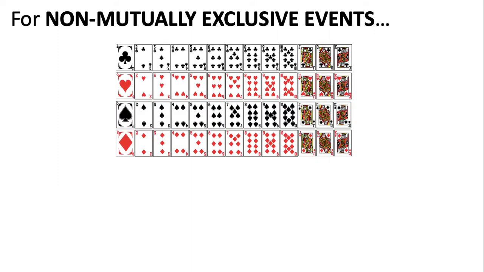So an example of non-mutually exclusive events could be a pack of cards. Because if you're thinking about the probability of getting a 9 or a heart, you can see all the different ways of getting 9s. You can see all the different ways of getting hearts. But there's one card there that can be both a 9 and also a heart, the 9 of hearts.